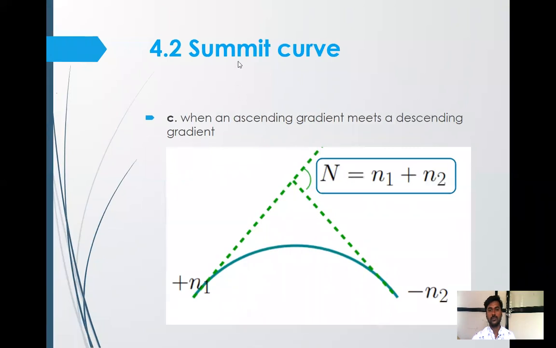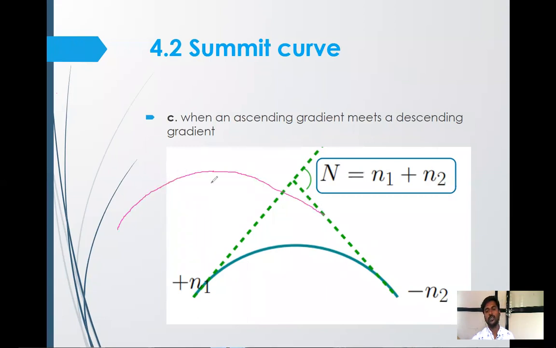Third case. The third case is when an ascending gradient meets the descending gradient. Ascending is what? Positive. Suppose this is n1, that is ascending gradient, and then it meets with the n2, that is descending gradient from here. This one will become plus n1, and this will become minus n2.